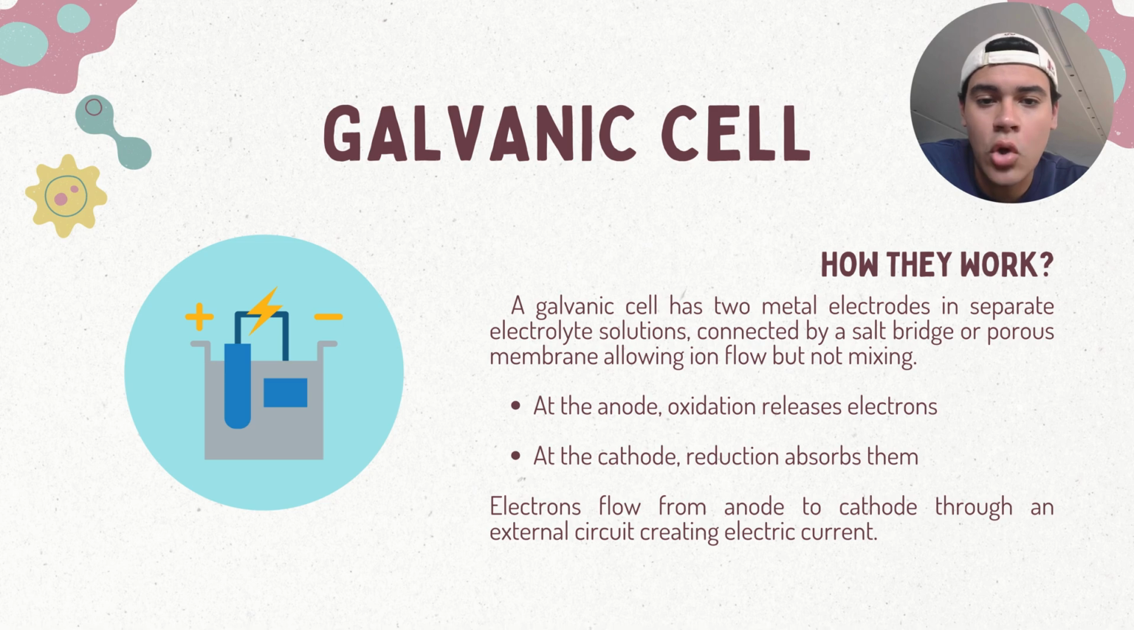So, the galvanic cell, how do they work? A galvanic cell has two metal electrodes in separate electrolyte solutions. They are connected by a salt bridge or porous membrane, allowing ion flow but not mixing. At the anode, oxidation releases electrons, and at the cathode, reduction absorbs them. Electrons flow from anode to cathode through an external circuit, creating electric current.